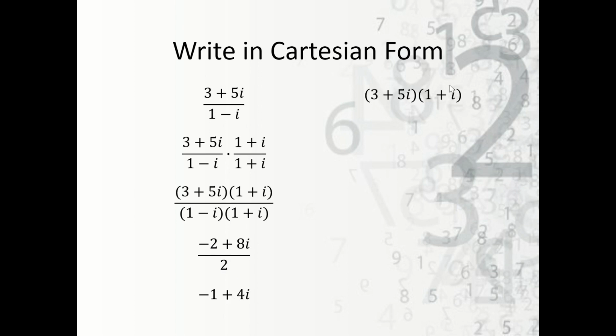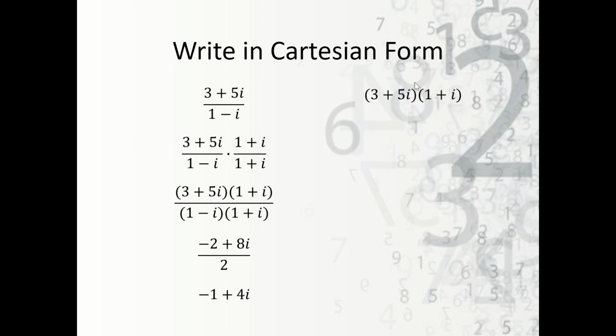So now what if we had something like this? 3 plus 5i times 1 plus i. Well, all we need to do is just combine those and see what we get. So we get 3 times 1, which is 3, and 3 times i, which is 3i.